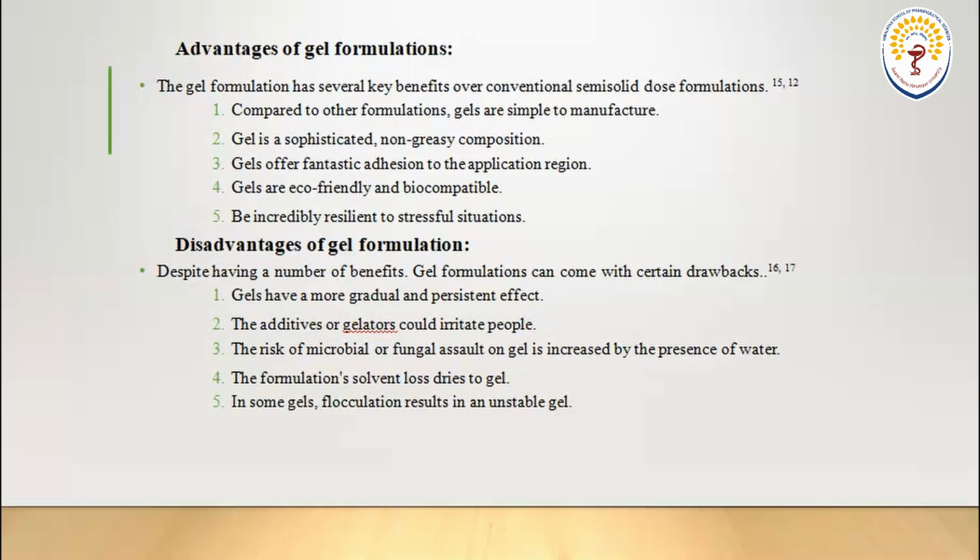Some disadvantages of gel are that gels have a more gradual and persistent effect. The additives or gelators could irritate the skin of some people. There is a risk of microbial or fungal growth in the formulation, and solvent loss dries the gel. In some gels, flocculation results in an unstable gel formulation.